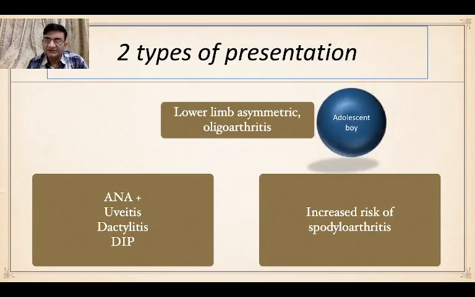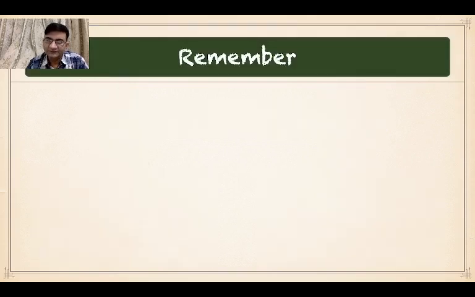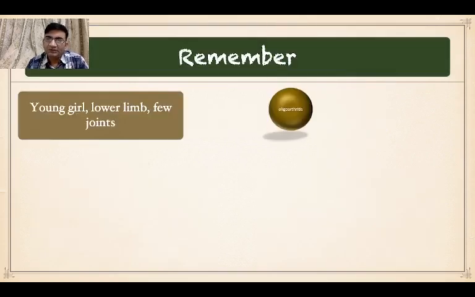And the other one is an adolescent boy with increased risk of spondyloarthritis. So on the left side, you see that this pattern seems like oligoarthritis, a young girl who is ANA positive, uveitis, dactylitis, DIP involvement. So this pattern is seen in psoriatic arthritis in young girls. However, psoriatic arthritis in adolescent boys usually presents with ERA-like presentation who have increased risk of spondyloarthritis. So this is all about patterns in childhood arthritis.